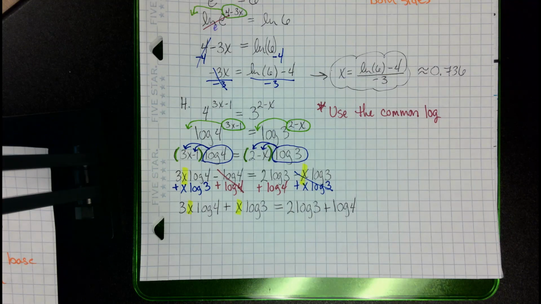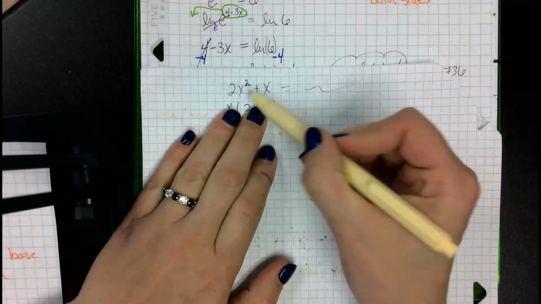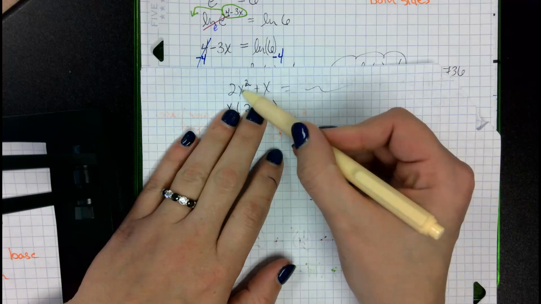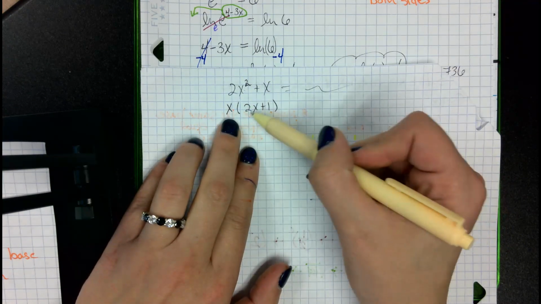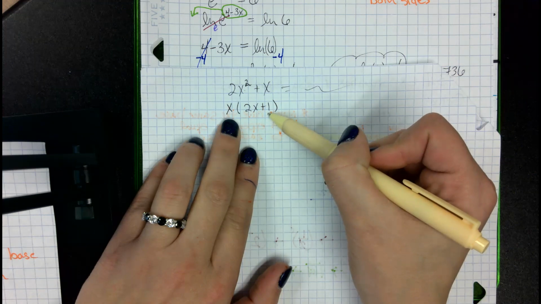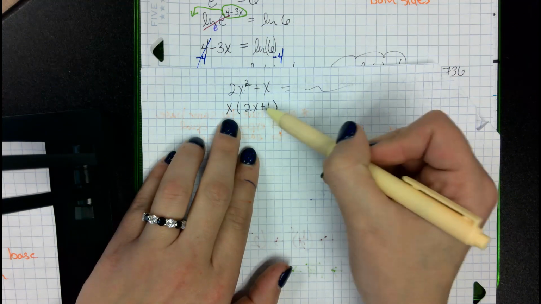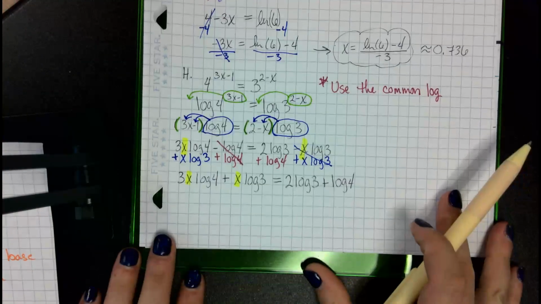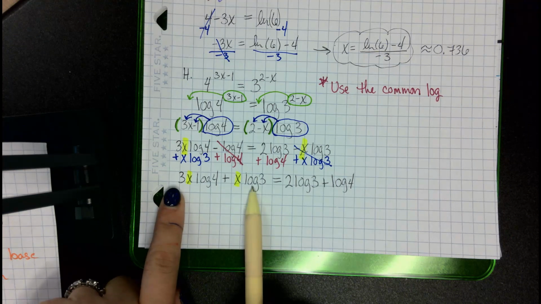All right, so for the next step, if I showed you 2x squared plus x, and I told you to get the GCF because there's an x in this piece and there's an x in this piece, you would bring an x out front and you'd have 2x plus 1, right? Everyone agrees with that? Not a big deal. We're going to do the same thing, but with a log.